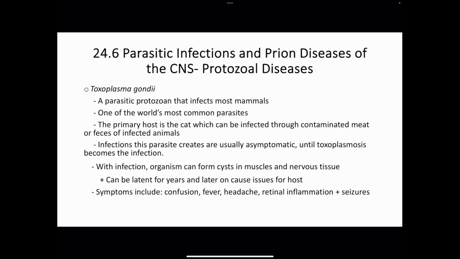A mother can transmit infection to a fetus, causing complications or death for the baby. There are vaccines for cats that will prevent them from getting the parasite, and there are drugs to try and treat the disease if it is caught not too late.